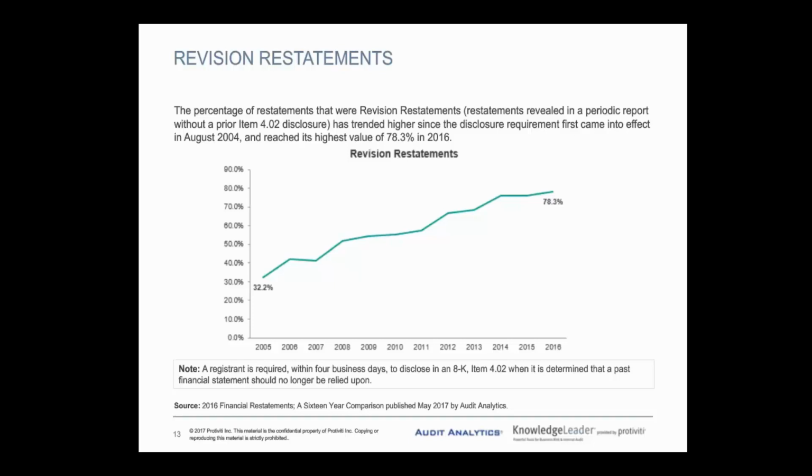So we started out with just over 32% of restatements in 2005 being what we call a revision restatement, all the way up to 78% in 2016. So it's a huge uptick in terms of how this percentage has increased. It's more than doubled since 2005, in terms of what percentage of financial restatements we consider to be revision restatements.